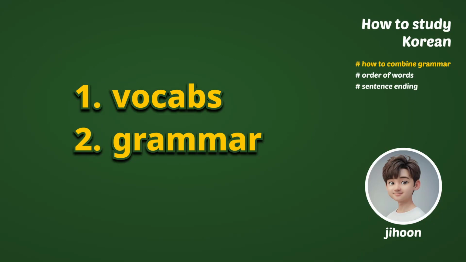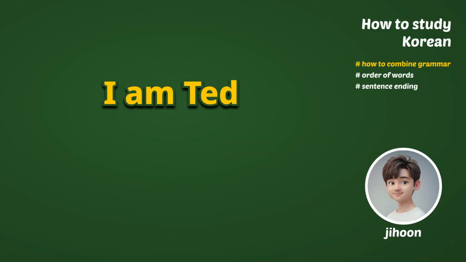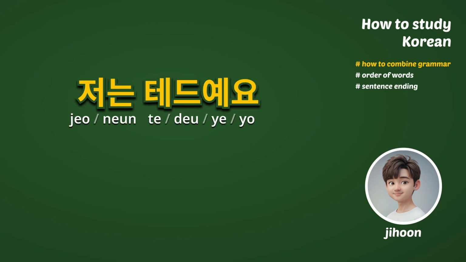After you're done with learning about Korean alphabets, you will have to memorize the vocabularies and learn about the grammars. By combining those two, you will be able to make Korean sentences. For example, I am Ted is 저는 테드예요 in Korean.